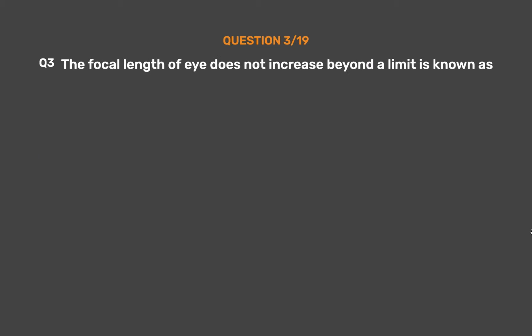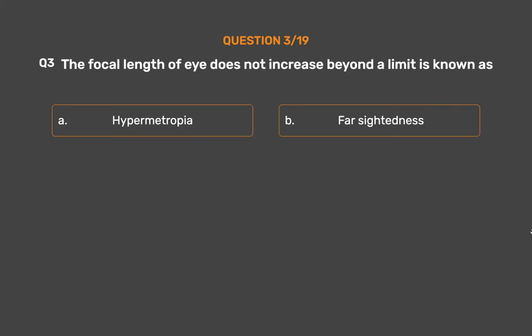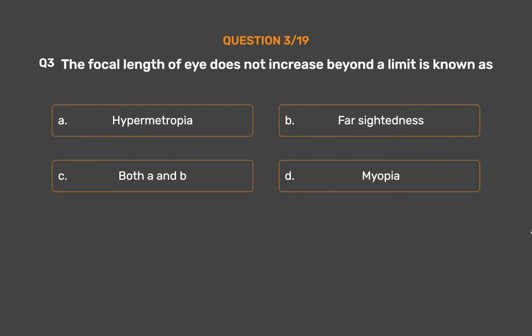The focal length of the eye does not increase beyond a limit is known as Option A. Hypermetropia. Option B. Farsightedness. Option C. Both A and B. Option D. Myopia.